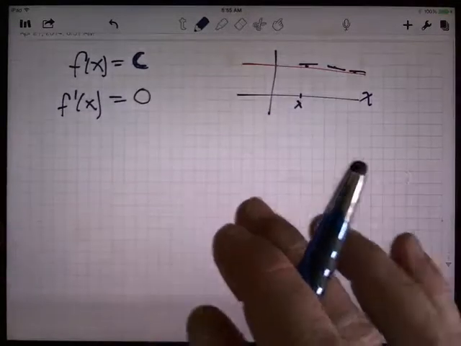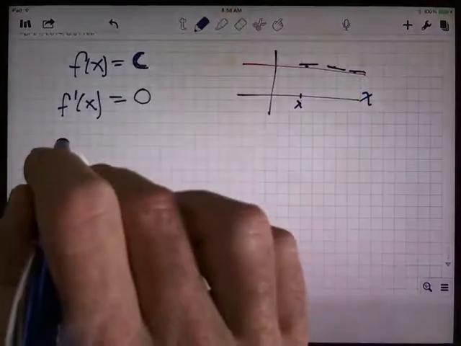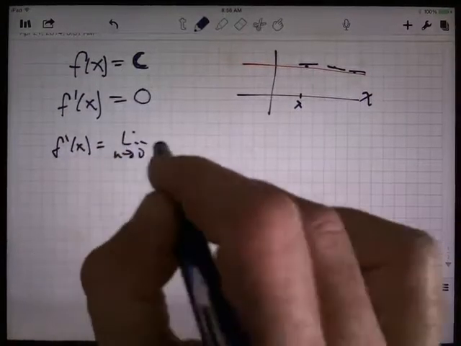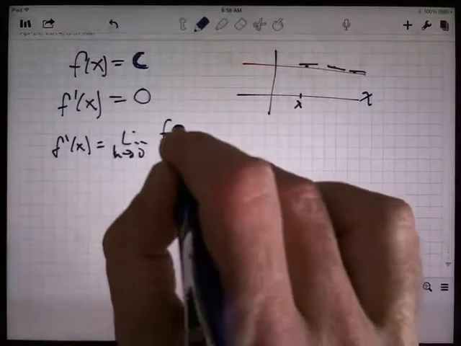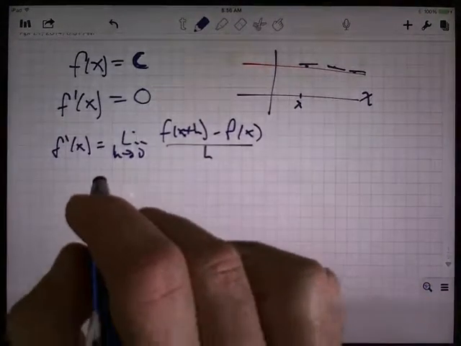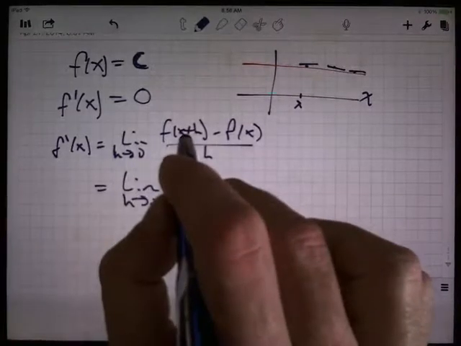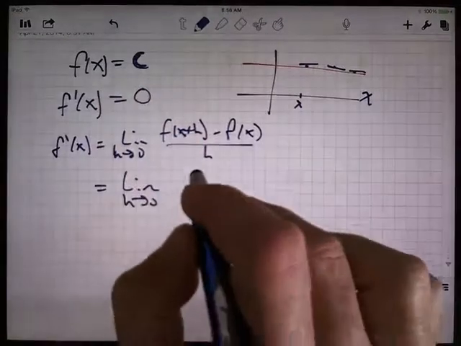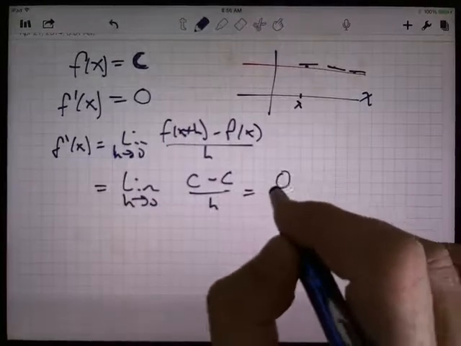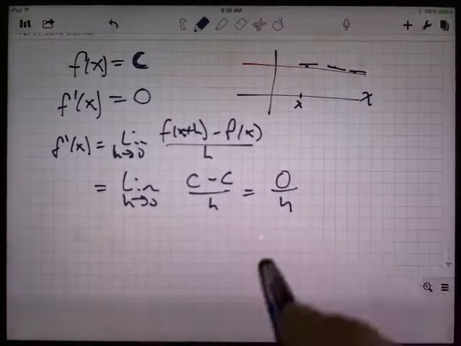Right? We could prove that. Actually, let me do a quick proof of that. If I look at the definition, the limit as h goes to 0 of f of x plus h minus f of x all over h, well, the thing is f of x plus h is c. f of x is c. So this is 0 over h. Now, yes, h is going to 0, but the numerator is always 0.